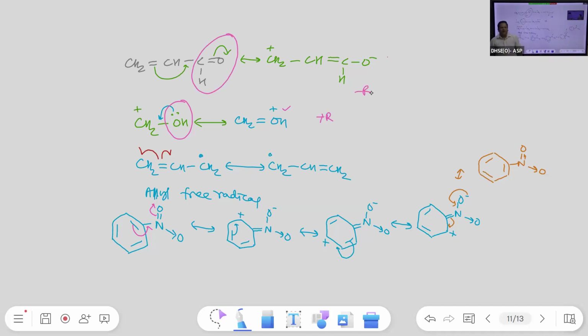If the atom or group acquires positive charge as a result of resonance, then it is a plus R group. If it acquires negative charge as a result of resonance, then that is a minus R group. One is plus R, another is minus R. Plus R means the atom or group which acquires positive charge. Minus R means the atom or group which acquires negative charge.